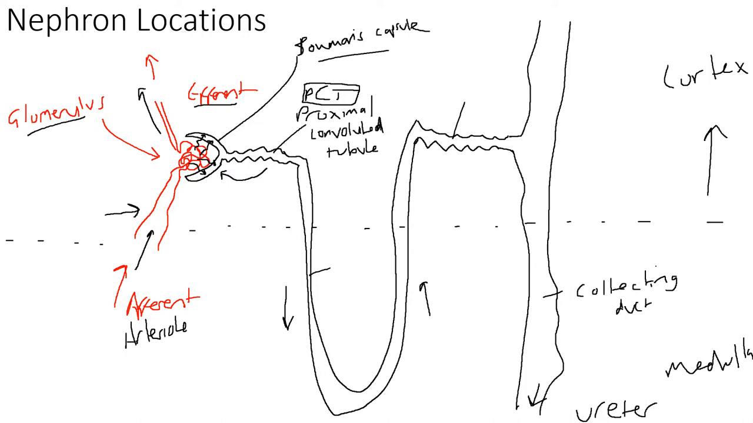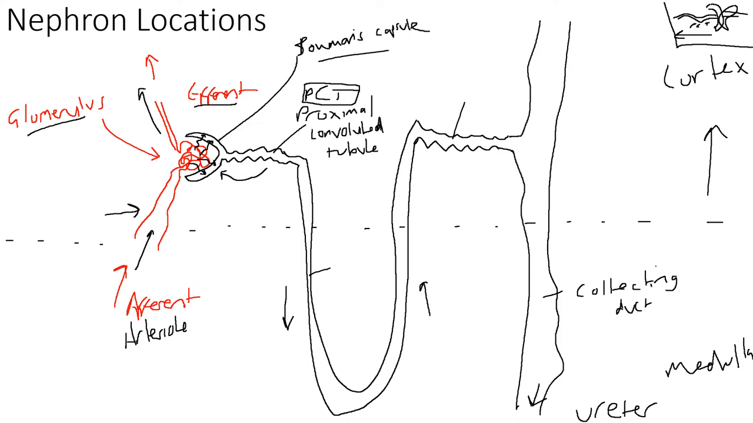Sometimes you'll see diagrams that are the opposite way around, the mirrored way around. So sometimes you'll see the Bowman's capsule on this side of the diagram, and you'll see a tubule coming out this way, maybe. That would be the PCT, and the diagram will be going that way, just so that you know if you see it in textbooks or anything like that.